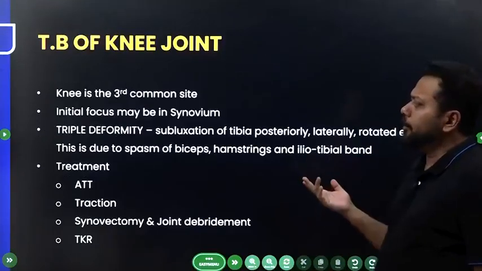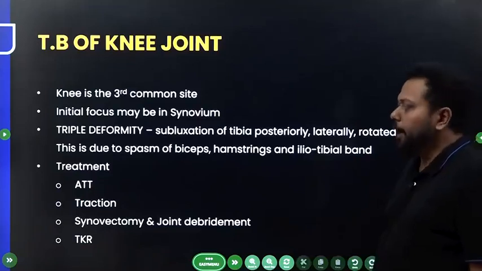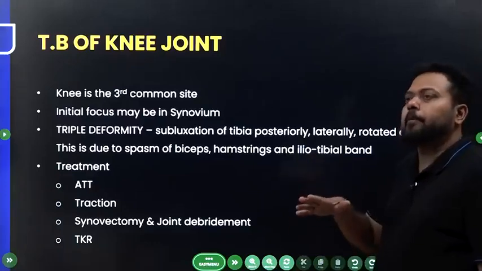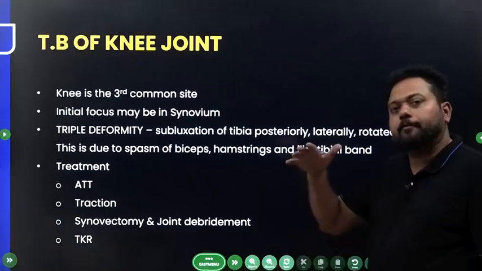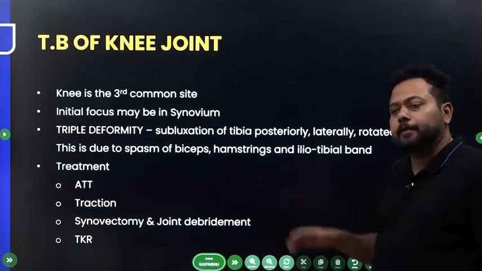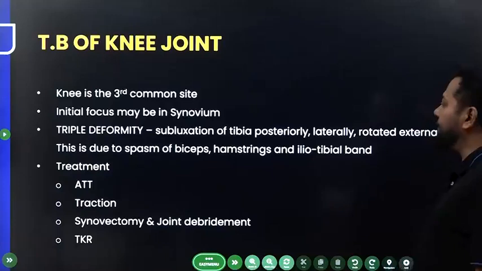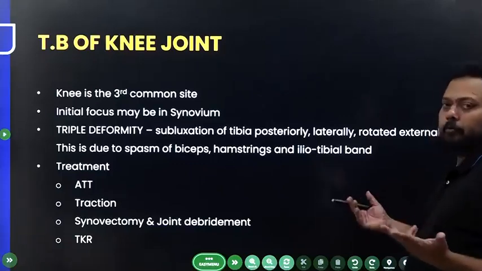Tuberculosis of the knee is the third common site. The initial focus is in the synovium. You should know what triple deformity is. Triple deformity is subluxation of the tibia posteriorly, shifted laterally, and rotated externally. These three are called triple deformity. This is due to spasm of the biceps, hamstrings and iliotibial band. Treatment of choice for tuberculosis of the knee joint is ATT, skin traction, synovectomy and joint debridement, and in the worst cases, total knee replacement.